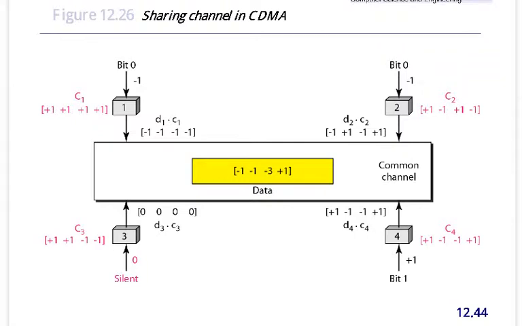So for node 2, again, it wants to send 0, which is minus 1, multiplied by the code. And we'll see in a minute how we can calculate these codes. It's very easy. Okay? So minus 1 times the code, this is the result. And node 3 is silent, which means that the result is all zeros. And node 4 wants to send 1. Using data representation, it is 1 times this code. So the result will be this.